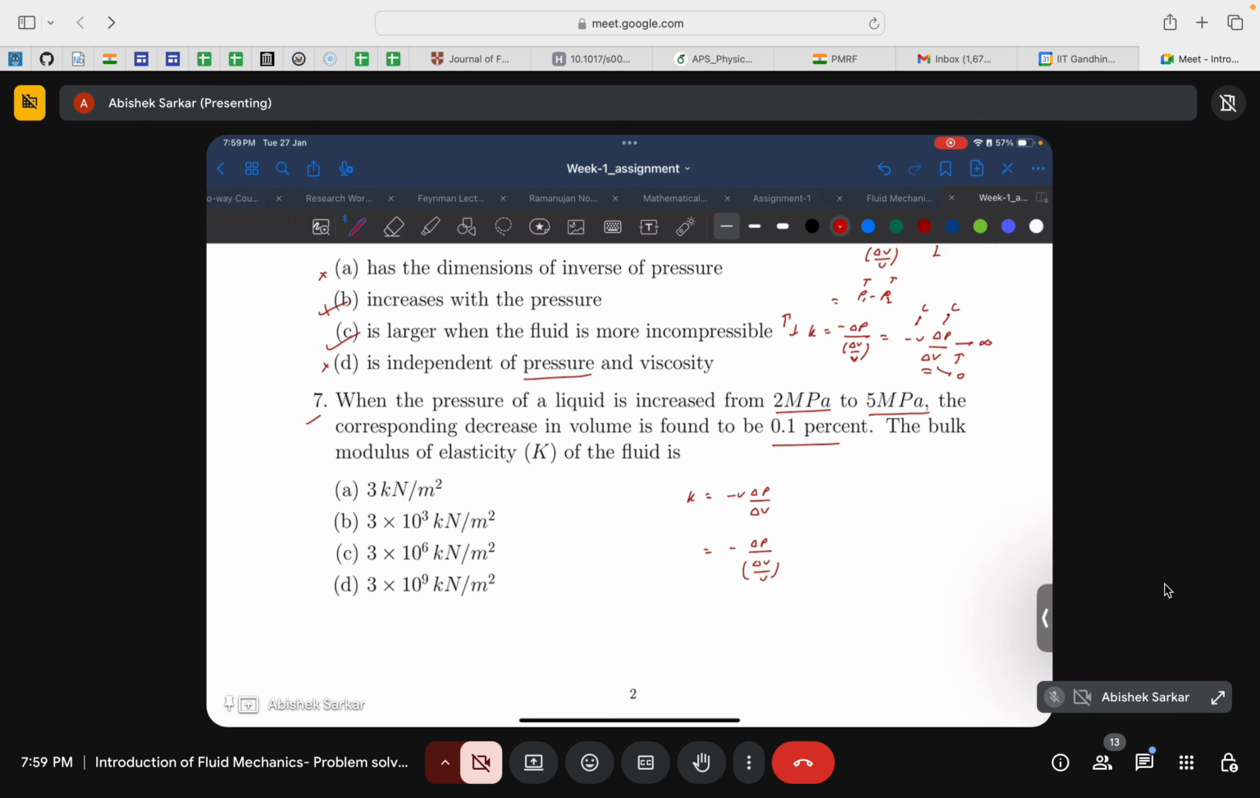Just check the units. It is increased from 2 to 5 megapascal. So delta P is 3 into 10 to the power 3 kilopascal, and this is 0.1%, or 0.1 divided by 100. That would be 3 into 10 to the power 3 by 0.001. So what will be the answer?